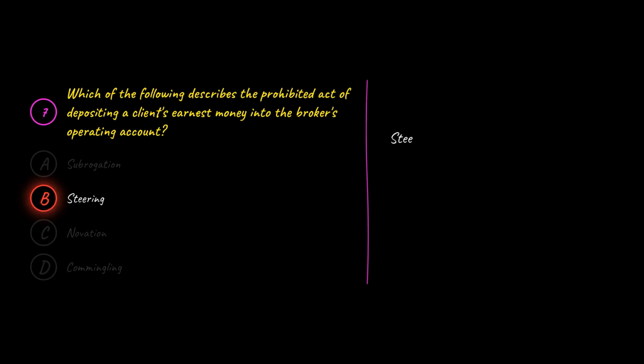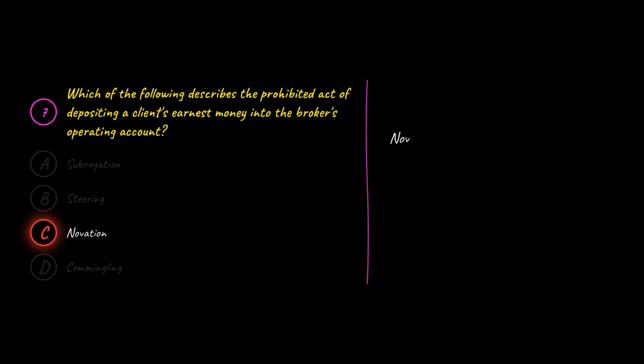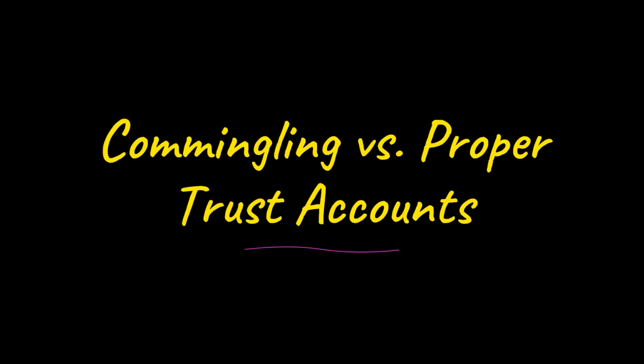B is wrong because steering is directing buyers toward or away from neighborhoods based on protected traits. That is a fair housing violation, entirely separate from mishandling earnest money. C is wrong because novation is the substitution of a new contract or party for an old one. It belongs to contract law and has nothing to do with how a broker deposits trust funds. Commingling is the prohibited mixing of a client's money with a broker's own business funds.